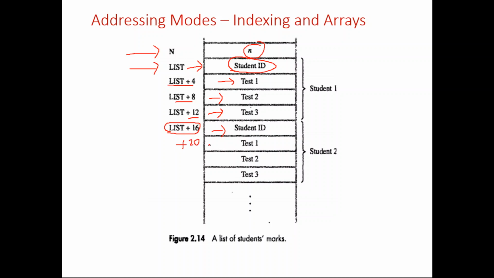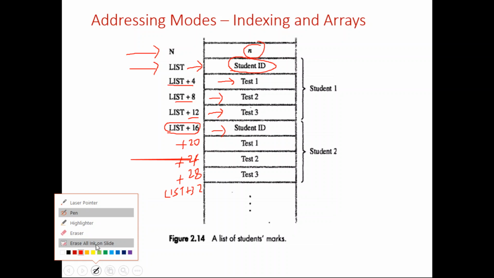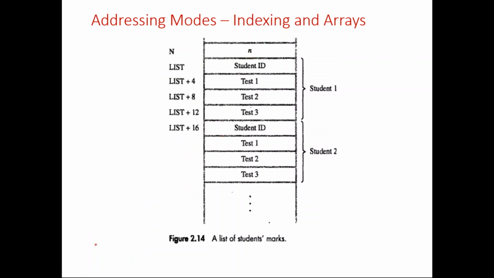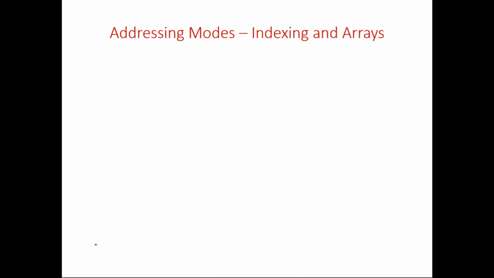The test 1 marks of the second student will be at list plus 20. What will be this? List plus 24. List plus 24 will hold the test 2 marks of the second student, and list plus 28 will hold the test 3 marks of the second student, and so on. The student ID of the third student will be at the address list plus 32. It continues like that. So if the data are stored like this in the memory, how can we write a program using indexed addressing mode? That's what we are going to discuss.